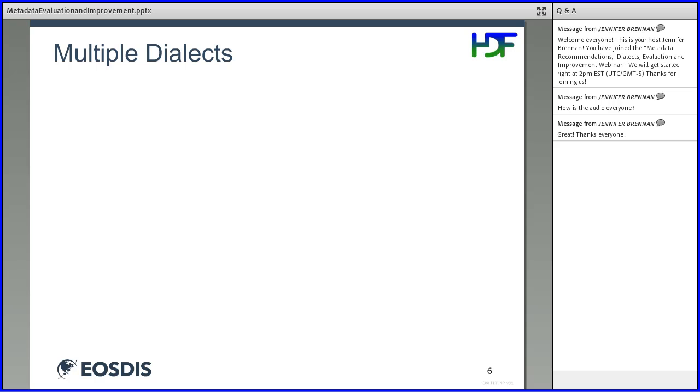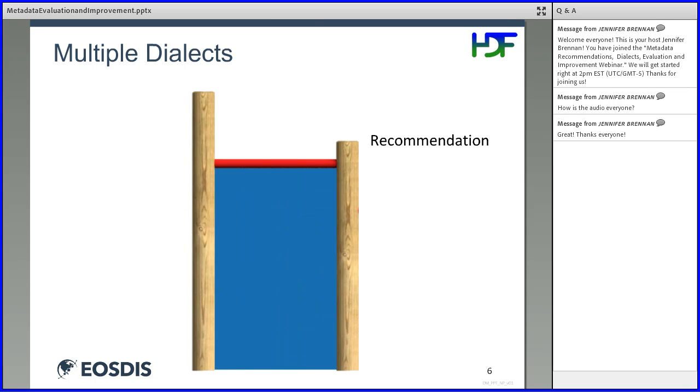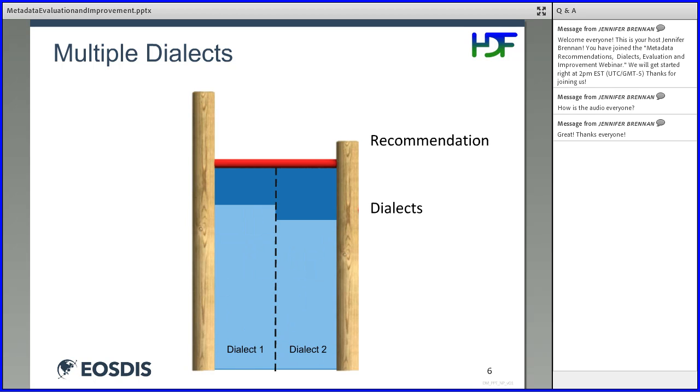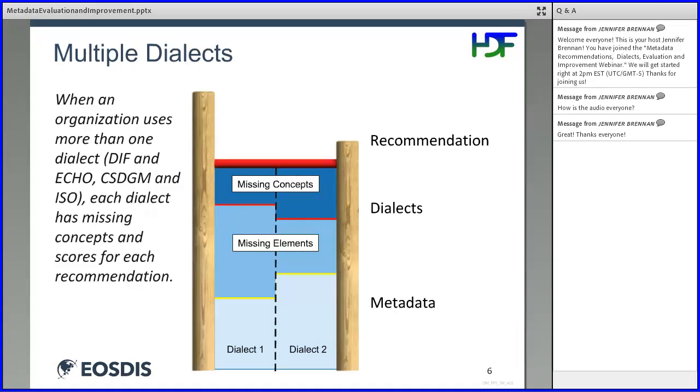Unfortunately, it gets a little bit more complicated because many organizations have a recommendation that's coming in externally, but they have multiple dialects inside of the organization. In the NASA case, we have Directory Interchange Format, or DIF, records. We also have ECHO records. Or in other situations, we might have different versions. For instance, Ecology Metadata Language has a few different versions out there. Or an organization might have some FGDC records and some ISO records. They might be in the process of migrating from FGDC to ISO. So it's very typical for organizations to have metadata in multiple dialects. Then they, of course, have multiple collections of metadata. In that case, each of those dialects has missing concepts and missing elements with respect to a single recommendation. So we're dealing in multi-dialect worlds.